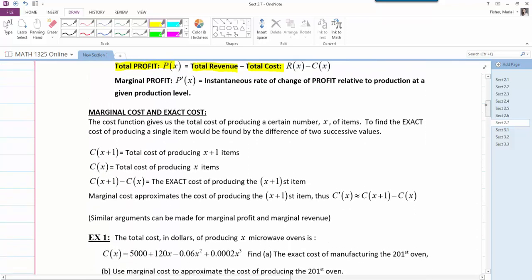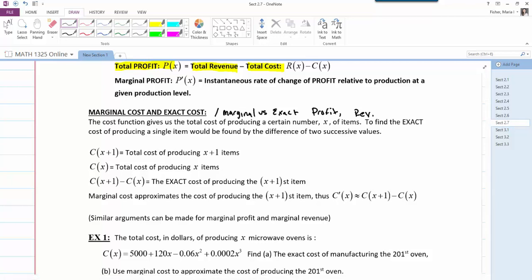A couple other things before we go on to the first example: marginal cost and exact cost. I only did this for marginal cost and exact cost, but the same things can be said about marginal versus exact profit, and revenue, etc. I just did it for the cost, but profit and revenue could follow this as well.